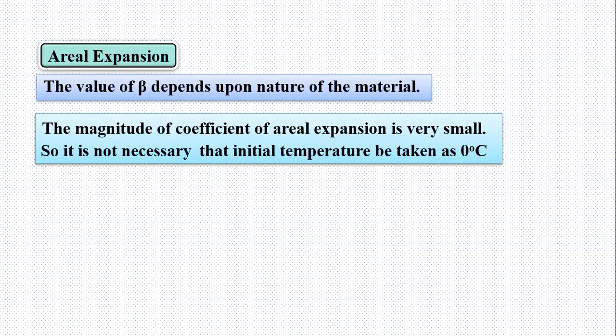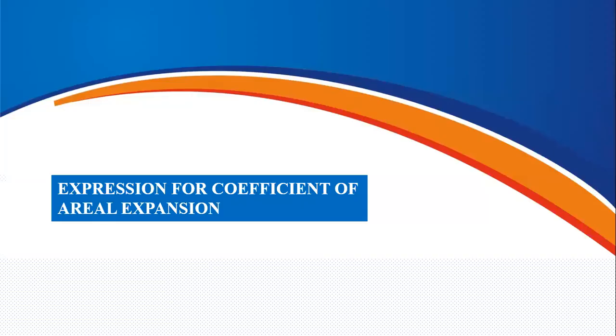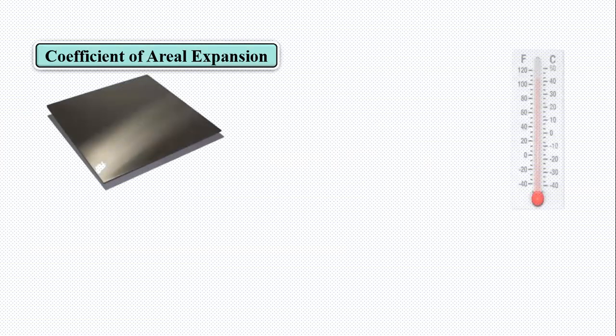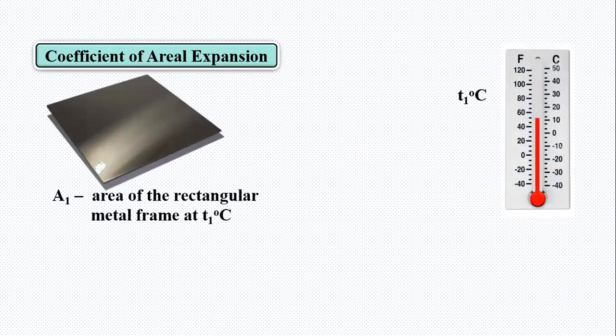So the value of beta depends upon the nature of the material. Yes, the magnitude of the areal expansion is very small, so it is not necessary that initial temperature be taken at 0 degree Celsius. म्हणजे प्रत्येक वेळा आपल्याला 0 degree Celsius टेम्परेचर घेऊनच काम करावं लागेल असं काही नाही. प्रॅक्टिकली आपण वेगळ्या पद्धतीने विचार करू शकतो. So coefficient of areal expansion. So for this, let us consider the area is A1 of the rectangular metal frame, or you can say square also, at T1 degree Celsius.